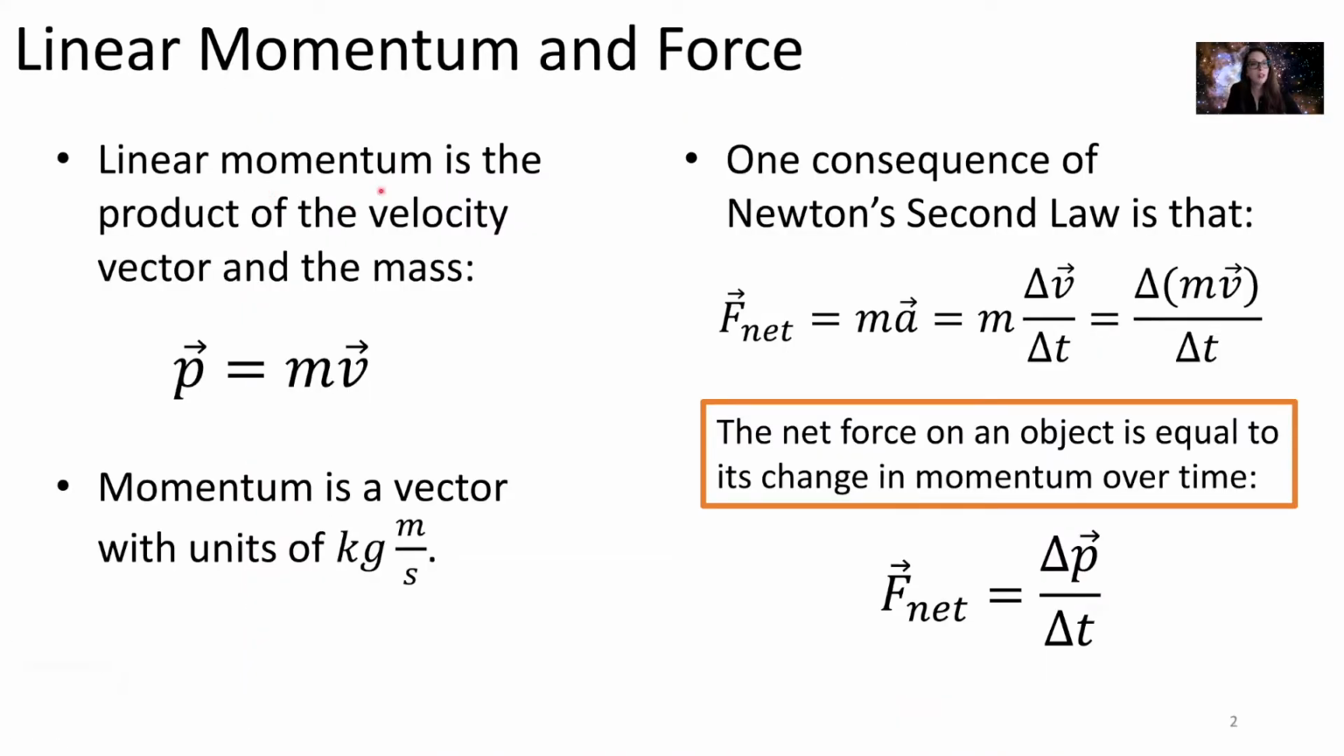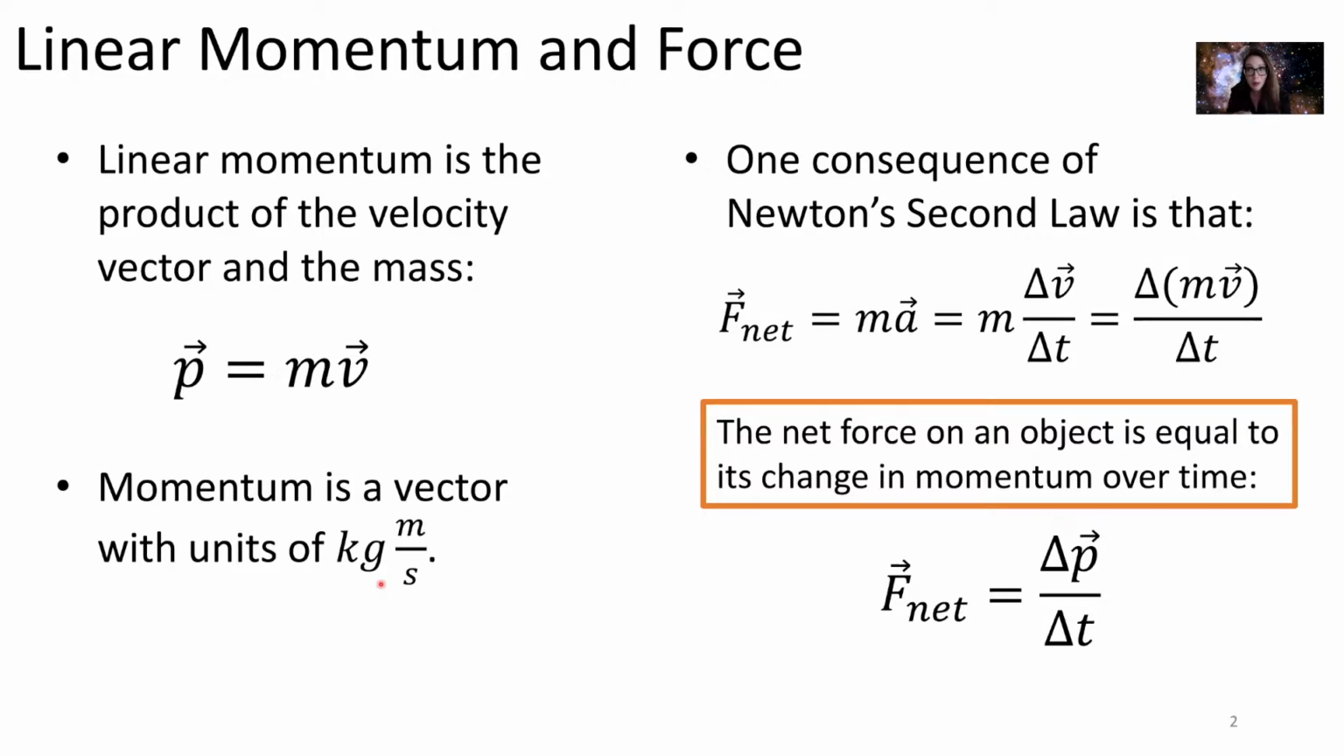Linear momentum is the product of the velocity vector and an object's mass. So sometimes we represent momentum as a capital P. P, momentum, is a vector. Momentum is equal to our mass times the velocity vector. Whatever direction the velocity is in, that's the direction that the momentum is in. And momentum has units of kilogram meter over second.